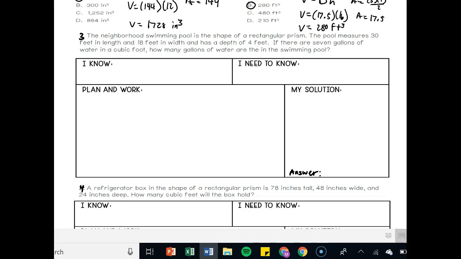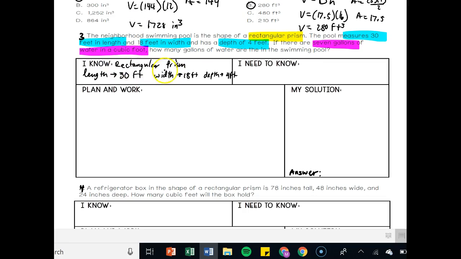So it says the neighborhood swimming pool is in the shape of a rectangular prism. The pool measures 30 feet in length, 18 feet in width, and has a depth of 4 feet. There are your dimensions, right? But it also says if there are 7 gallons of water in a cubic foot, how many gallons of water are in the swimming pool? So let's write down everything we know. We've got a rectangular prism, a length of 30 feet, a width of 18 feet, and a depth of 4 feet. Now let's write down what I need to know. The question asks us how many gallons of water to fill the pool.